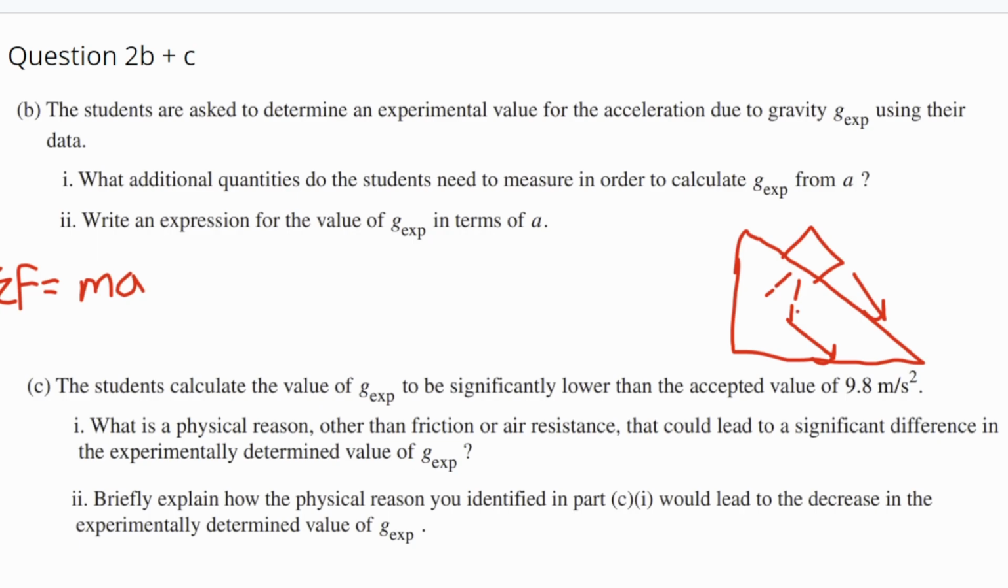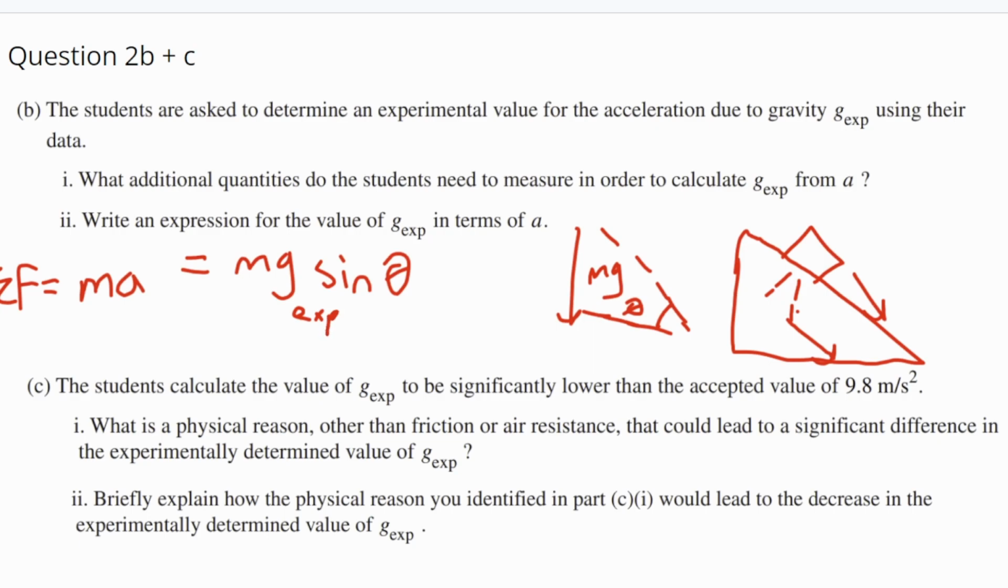Normally the force of gravity will point down, that's mg, but if we're going down the ramp, this is where it would point normally, but now we're going at an angle, so we're going to call it mg sine theta. However, since we're solving for g exp, this is actually g exp, because it's based on the experimental value of a right here.